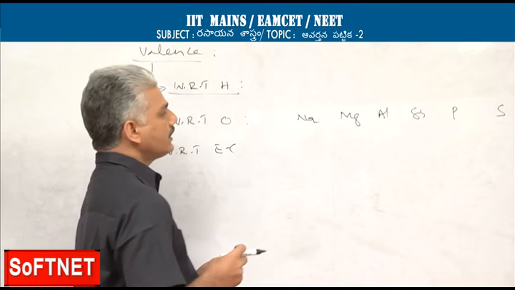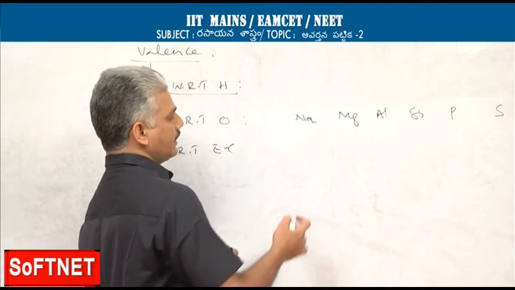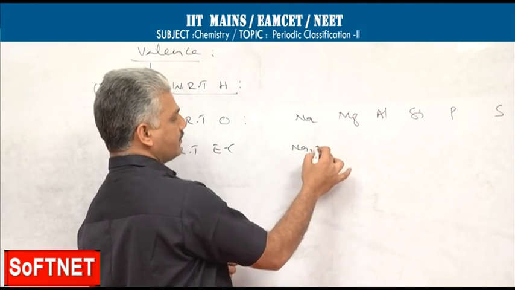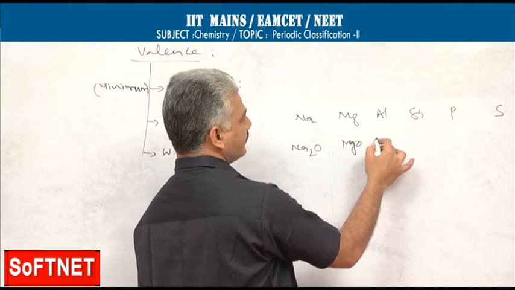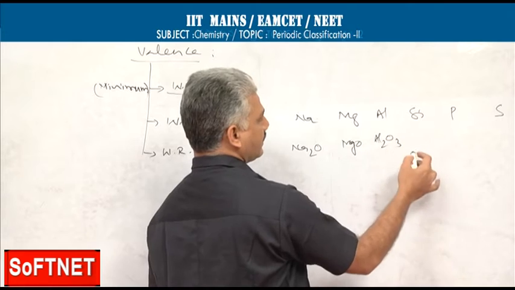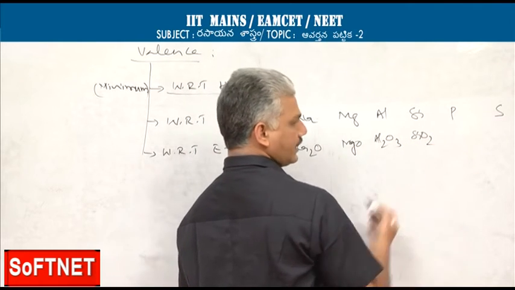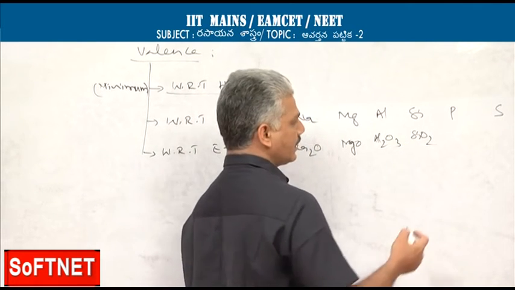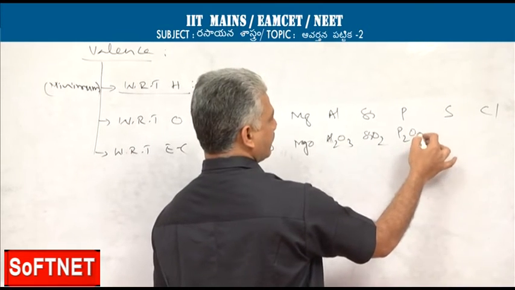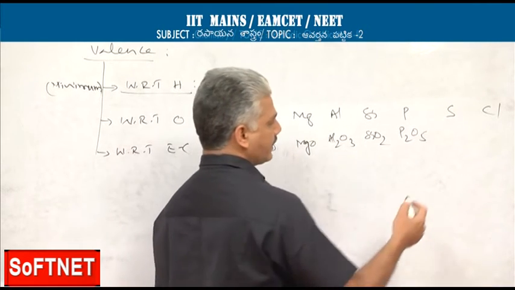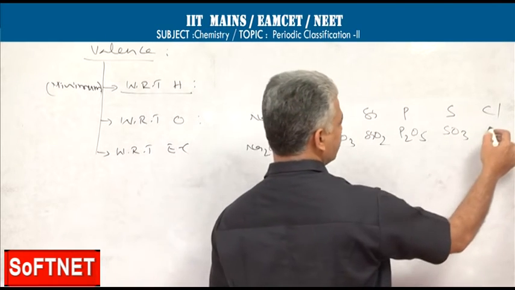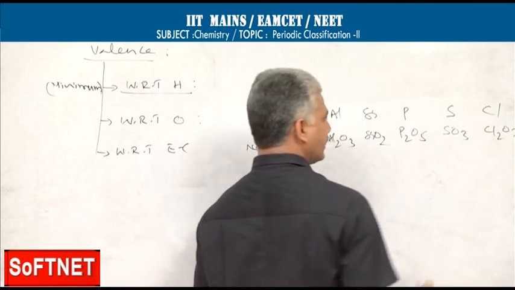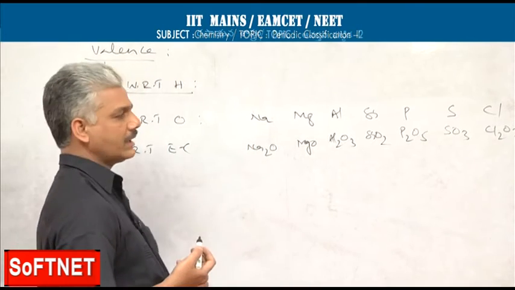When we treat them with oxygen, the stable oxides formed are Na2O, MgO, Al2O3 aluminum oxide, SiO2 silicon dioxide, P2O5 phosphorus pentoxide, SO3 sulfur trioxide, Cl2O7 chlorine heptoxide.